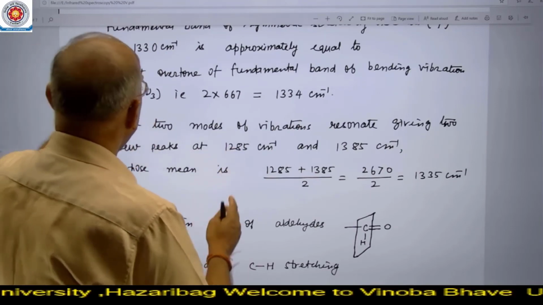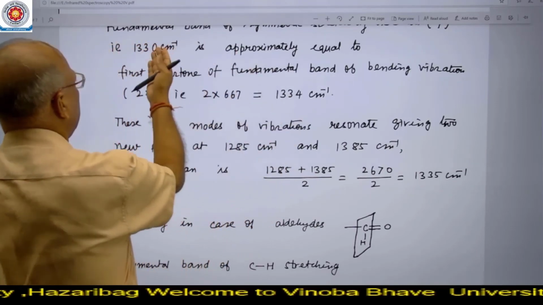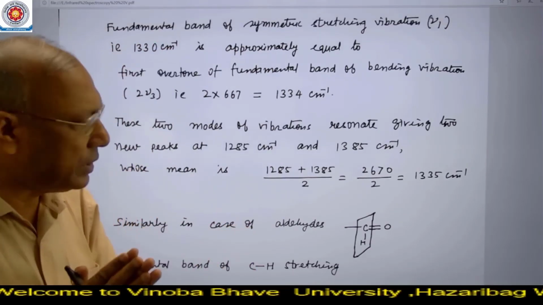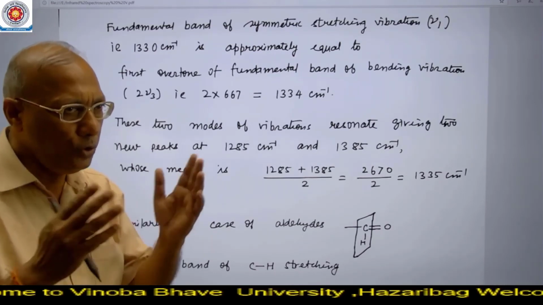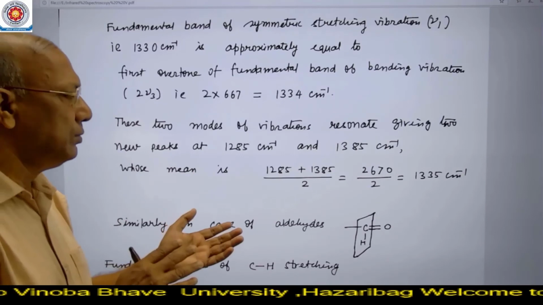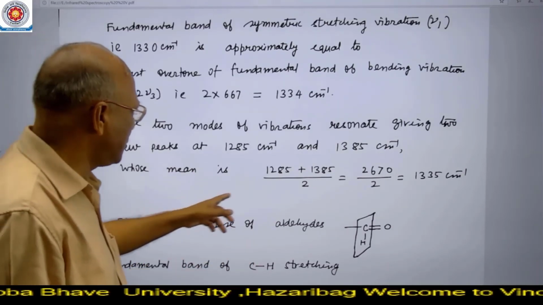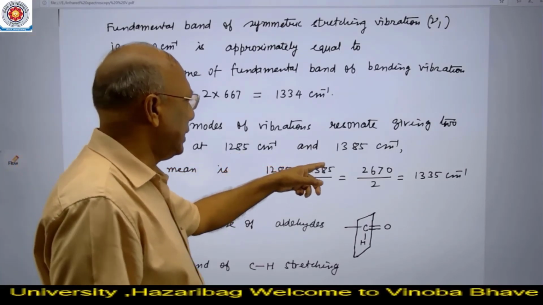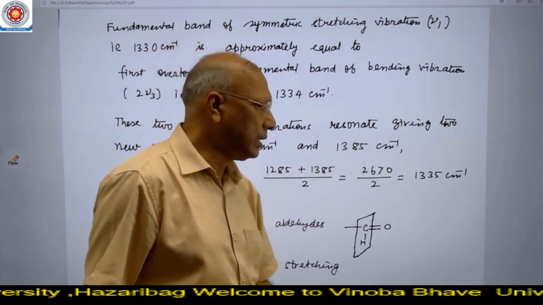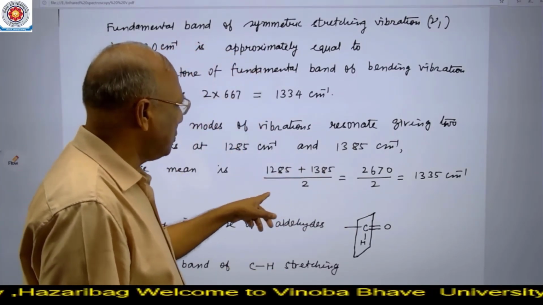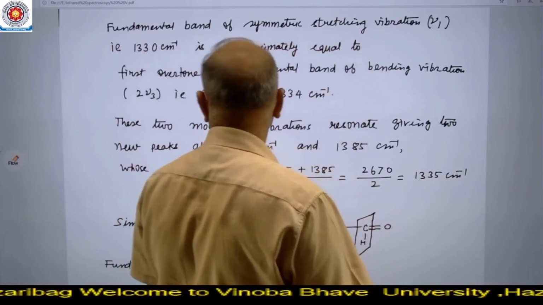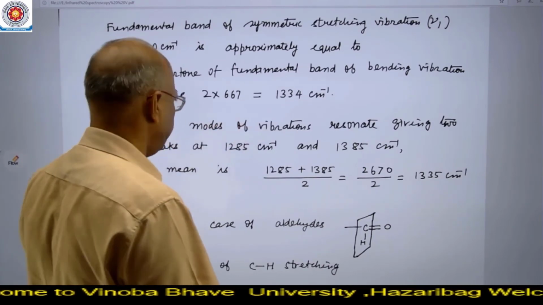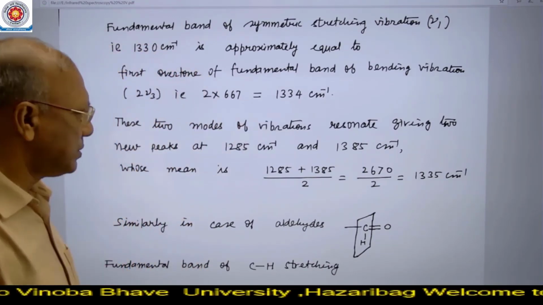So what happens? These two modes of vibration combine together, resulting in a resonance phenomenon. Two new peaks are obtained, one with a higher value and one with a lower value. One peak is obtained at 1285 per centimeter and another at 1385 per centimeter. If we take the average of these two values, it comes to 1335 per centimeter, which is equal to the values of the fundamental band and the overtone. So this is the Fermi resonance phenomenon.